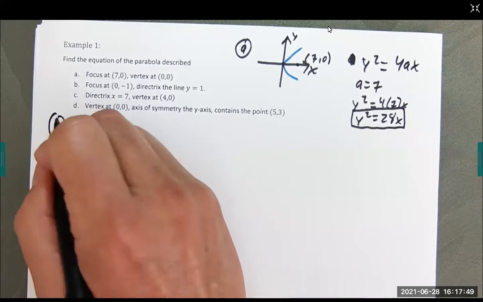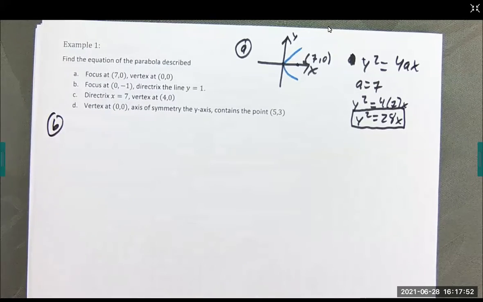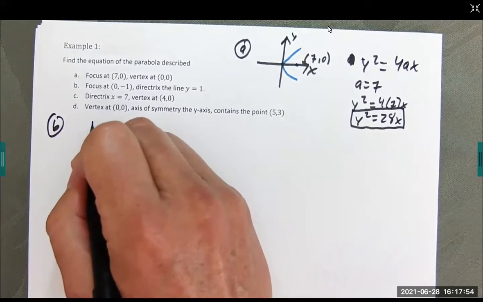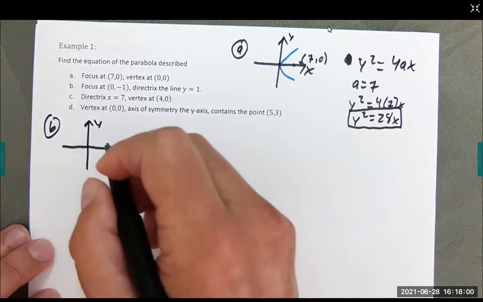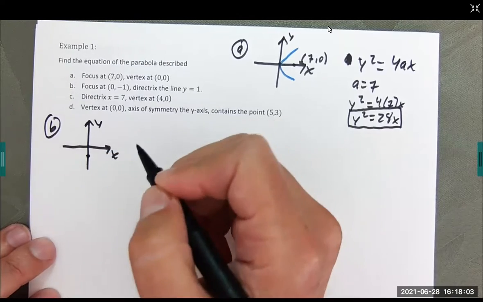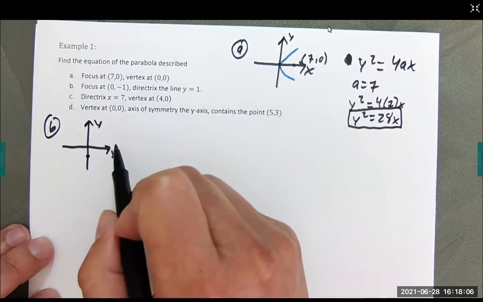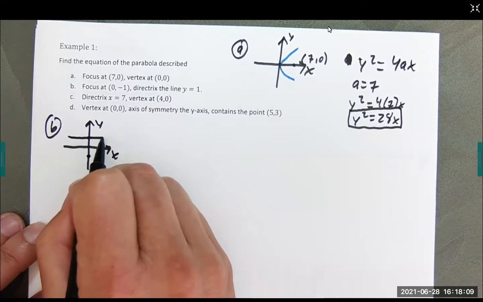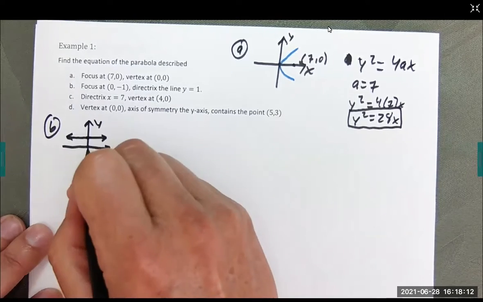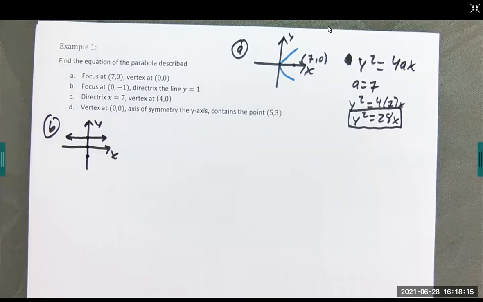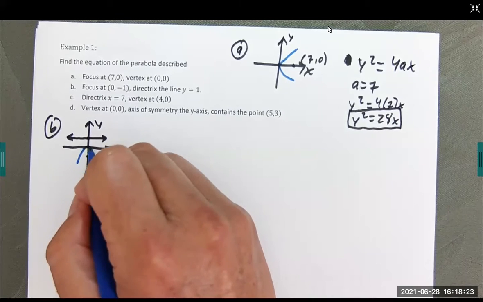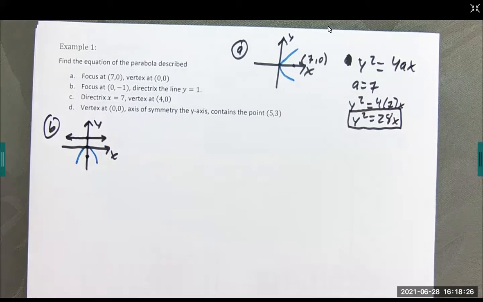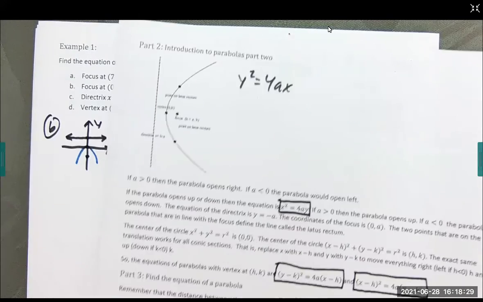Part B. We have a focus at 0, -1, and a directrix line. So let's try to draw that a little bit. Get an idea of the shape. Focus is at 0, -1. That's down here. Directrix is the line y equals 1. So we're here. That means that our vertex is at 0, 0. And it looks like we're going to have a graph that's doing like this. And that is our scenario here.